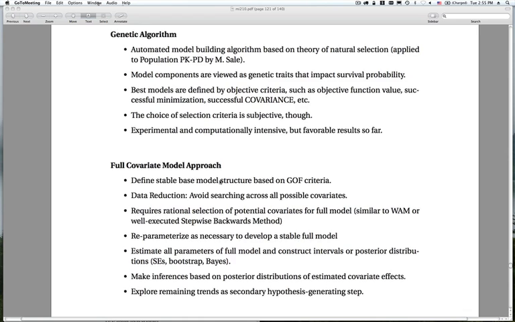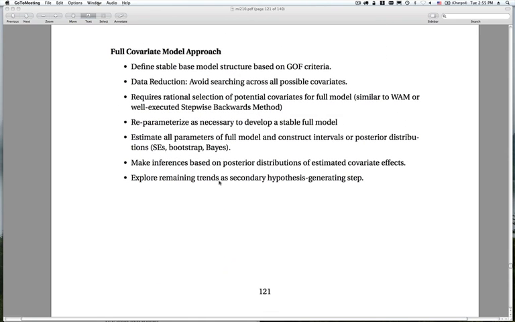And then an approach that we've been using more recently and others is the full covariate model. And this is one that I find to be quite useful when your objective is to make inferences about the covariate effects. And for this approach, again, it's all within NONMEM or the population PK model. You define a stable base model structure based on goodness of fit. You do the data reduction step. It's not a data mining process. You don't search across all possible covariates. You focus in on those things that you want to make assessments on.